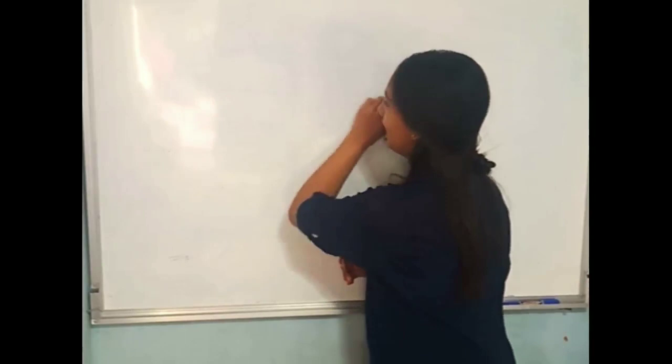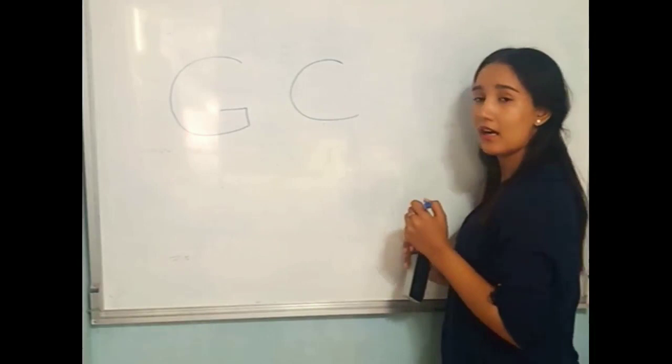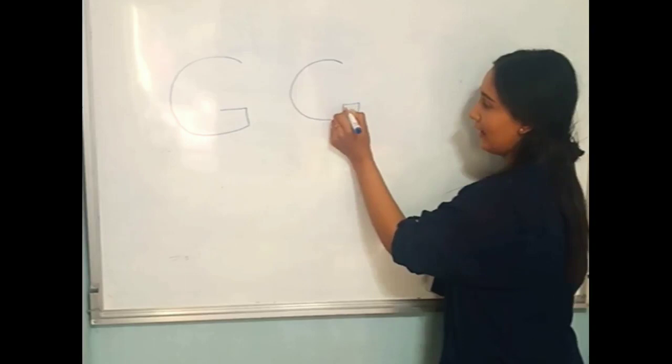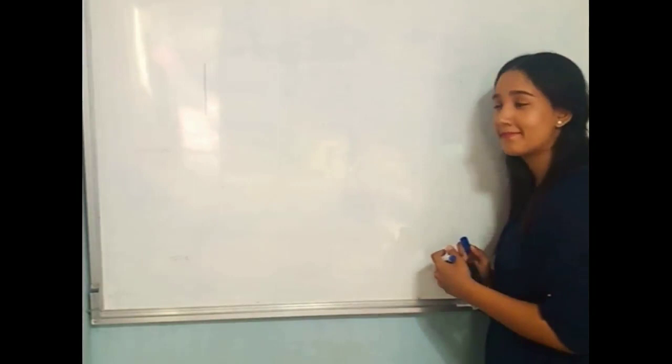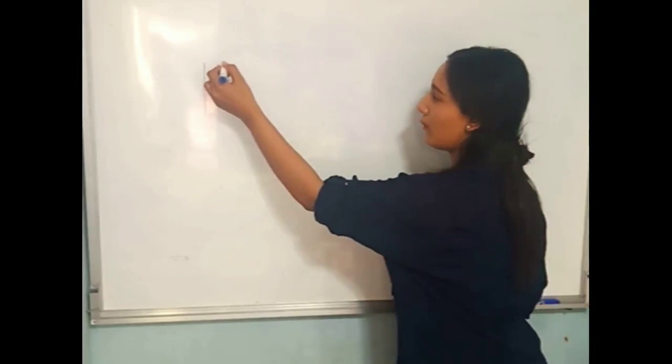F after. Simple, like a big cuff, one standing line, standing line, and sleeping line. G. G after. Look, one standing line, and we will have a sleeping line in the middle, and one more standing line.